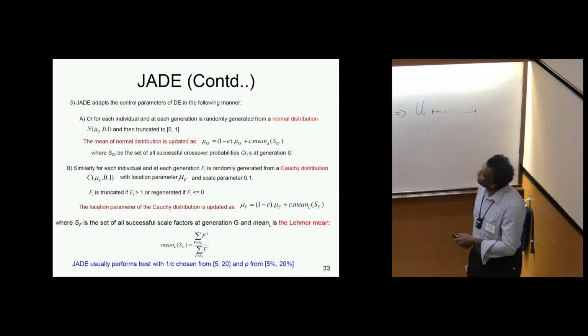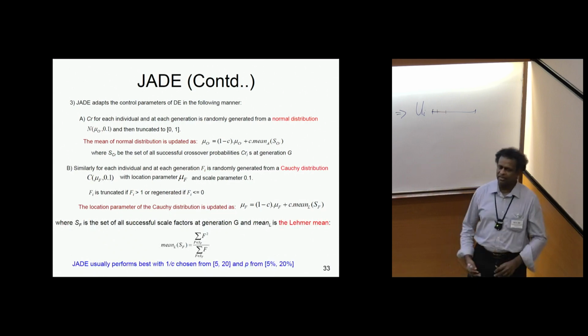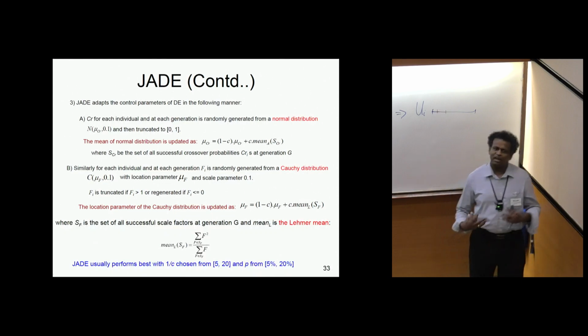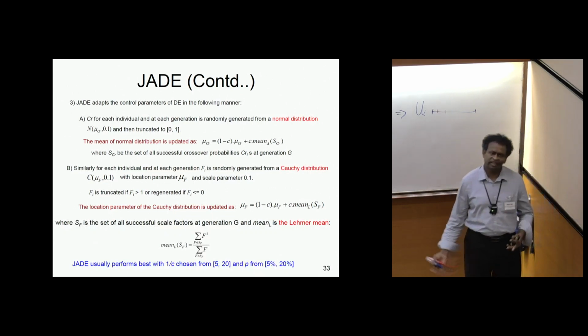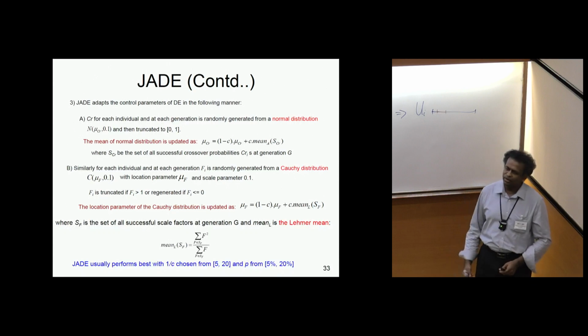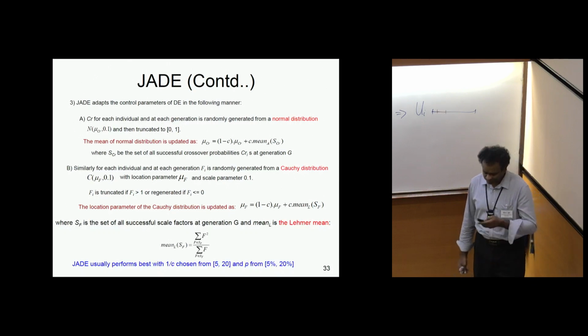So all of these are based on performance feedback, but then they came up with, for the crossover rate, they found out normal distribution is good. For the scale factor F, they found out Cauchy distribution was good. And for the mean, they said Lehmer mean is better for the scale factor. All these must have been done by doing lots of simulation. So they came up with all these rules by doing trial and error simulations.